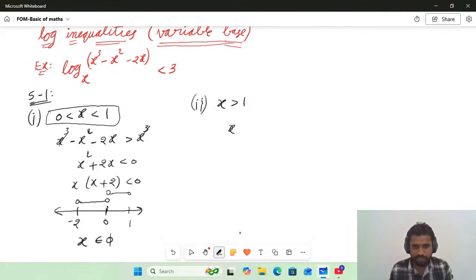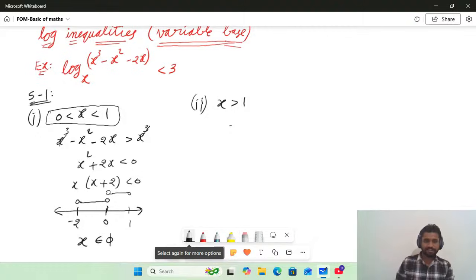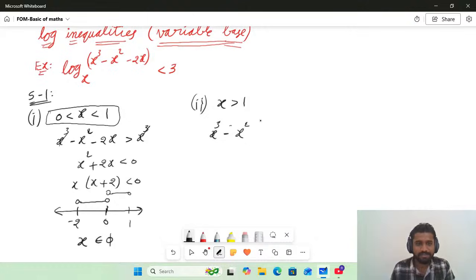So by converting it to exponential form, x cube minus x square minus 2x. Less than will be less than only, and here x cube and x cube cancel on both sides.